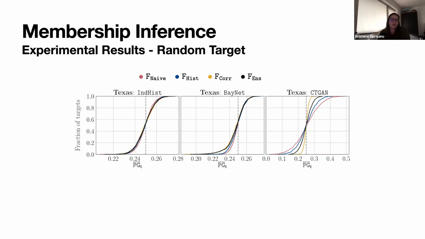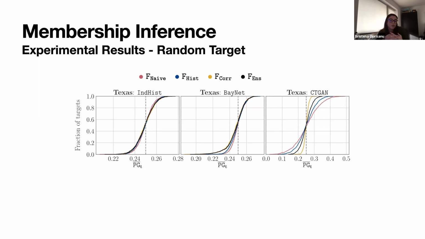And then we also find that the attacker's feature extraction plays an important role. So if we look at the fraction of targets with low privacy gain for the Bayesian network, which is the middle plot, we see that it is increased. The fraction of targets with low privacy gain is increased from, I think, 54% to around 58% if the attacker uses the correlation feature set instead of the histogram feature set.